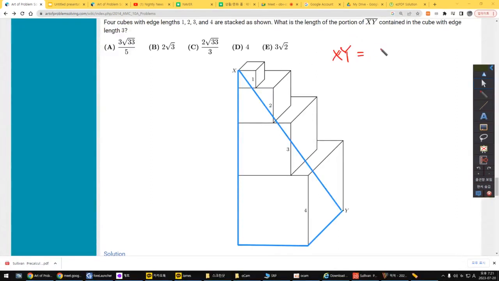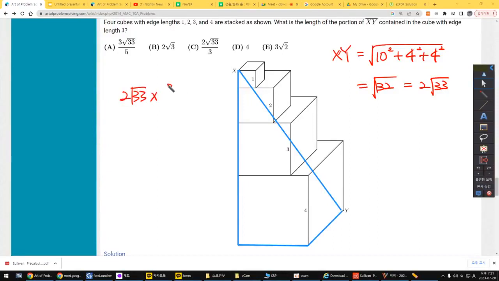So XY is the square root of 10 squared plus 4 squared plus 4 squared. So 132, square root of 132. If we simplify this, 2 times the square root of 33. And then for the portion contained in cube 3, because the length of the third cube is 3 and the sum of the total length is 10, that's 3/10 of this 2 times the square root of 33.